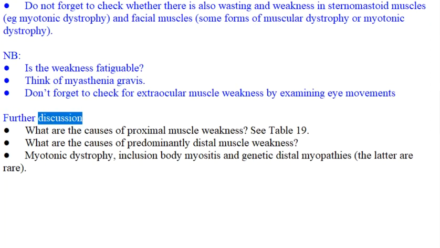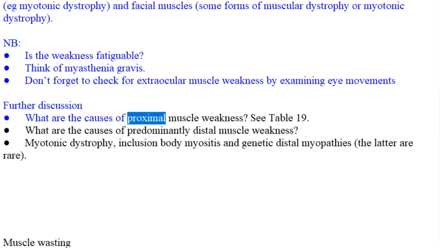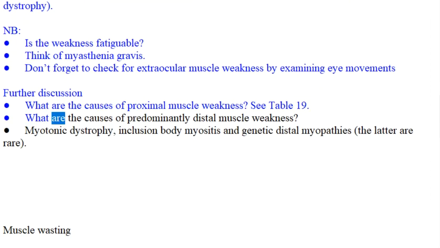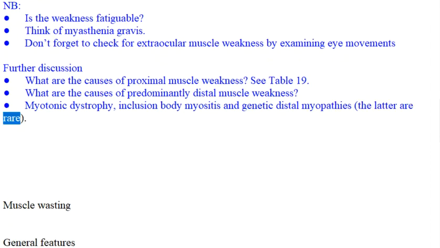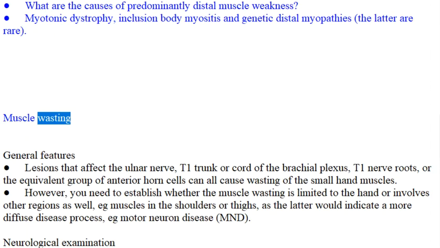Further discussion. What are the causes of proximal muscle weakness? See Table 19. What are the causes of predominantly distal muscle weakness? Myotonic dystrophy, inclusion body myositis and genetic distal myopathies, the latter are rare. Muscle wasting.